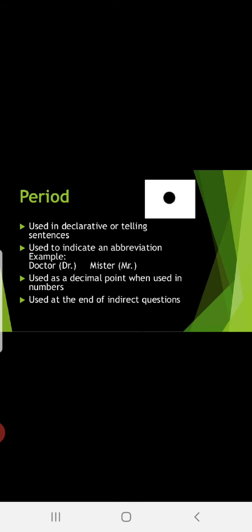Now, period. Period is nothing but full stop. Used in declarative or telling sentences. Used to indicate an abbreviation. Example, doctor. See, after writing DR, we put one full stop. Mr. MR, full stop. Used as a decimal point when used in numbers. Yeah, this period is used as decimal point also. Used at the end of indirect questions. Okay, in direct interrogative sentence, we use question mark. In indirect questions, we use period.